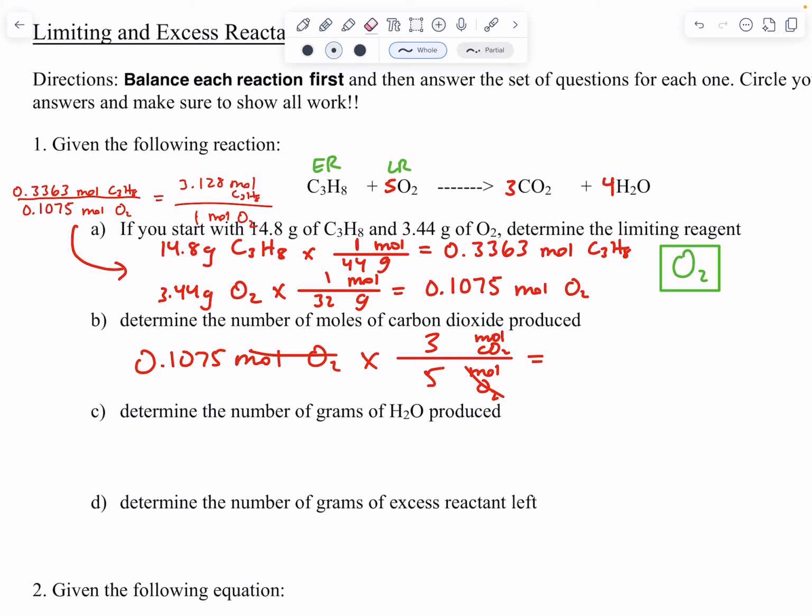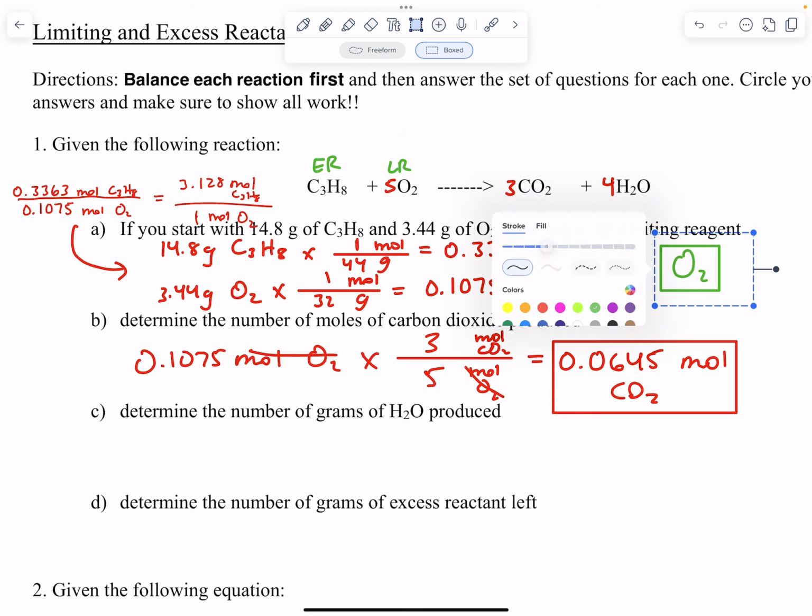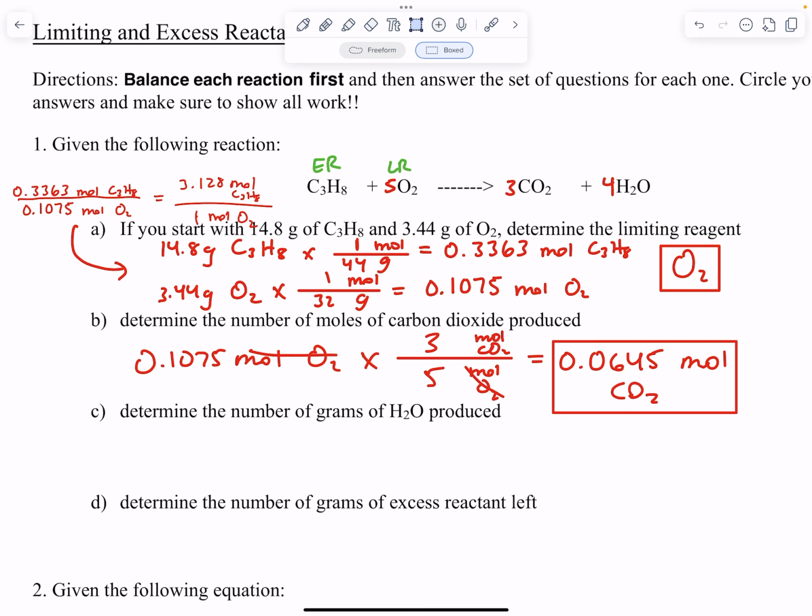Okay, then I will just do 0.1075 times 3 divided by 5. And that will give me 0.0645 moles of CO2. Okay, we don't really care about sig figs. Just get the right number and I'll be happy. Okay, there's my final answer. I actually don't like how this is green, so I'm going to make this red because it bothers me. Good. Okay, next question. Determine the number of grams of H2O produced.